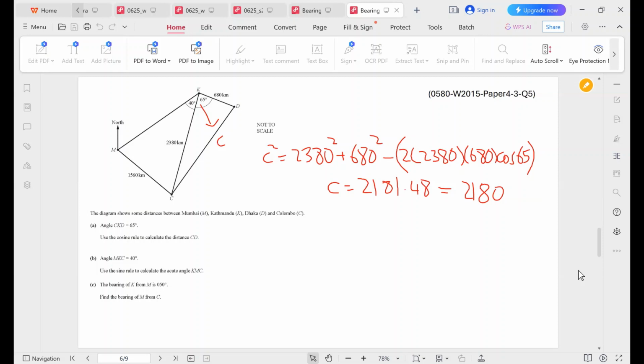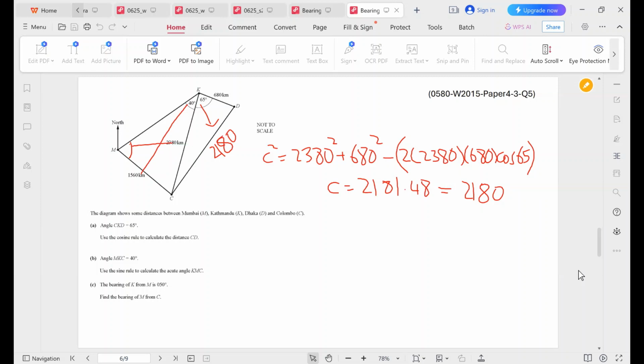So now that we have the distance CD, we can write it down on the drawing. We have here 2180. Angle MKC equals 40. Use the sine rule to calculate the acute angle KMC. So right now we're supposed to figure out this angle here, KMC, using the sine rule. Of course, we have the side and the opposite angle and the side and the opposite angle. So this should be pretty straightforward to figure out.